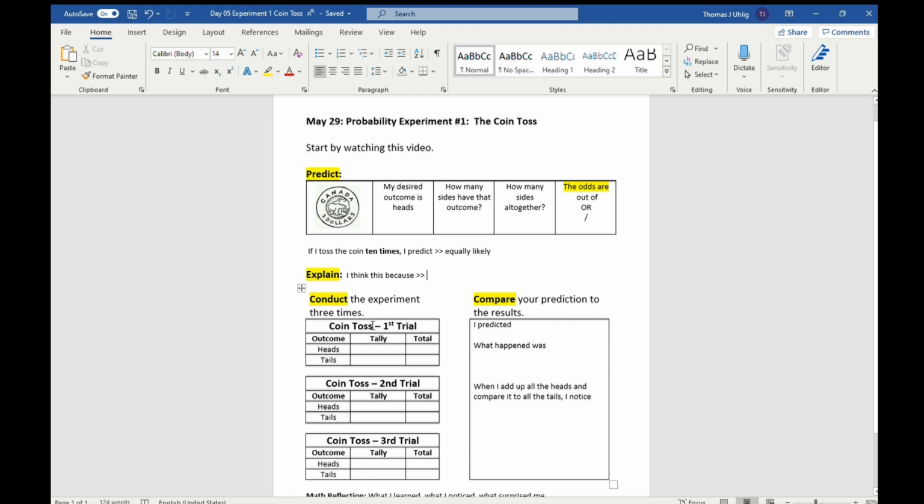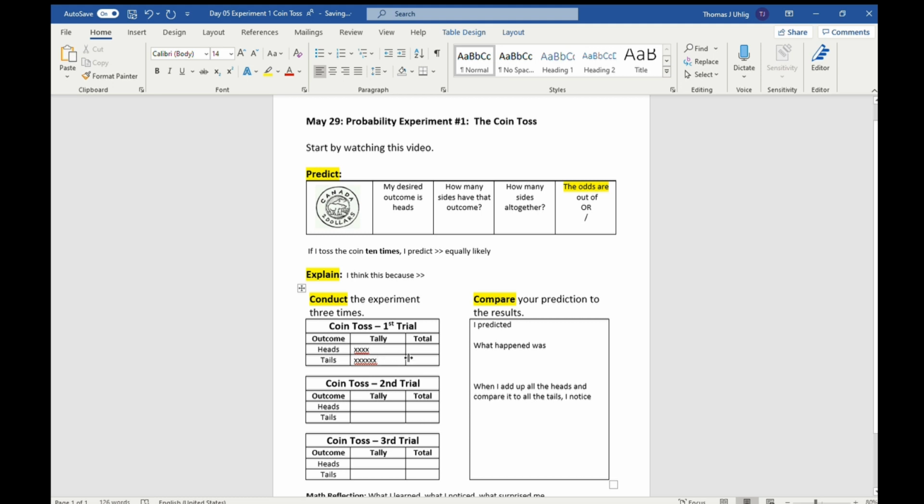Now, conduct the experiment. When you do this experiment with the coin, you've got to make sure it's flipping. And every time you do it, make a mark here. So, if you flip it and it comes up heads, you put down an X. If it's tails, put an X. If it's tails again, put another X. If it's tails a third time, put an X. Keep doing that until you have reached 10.